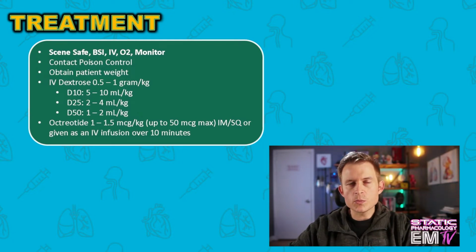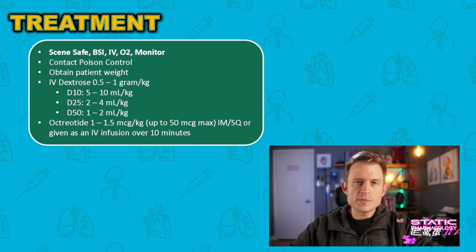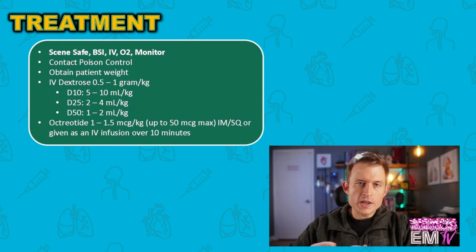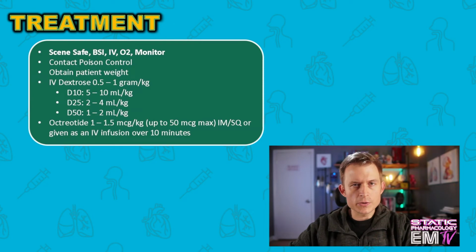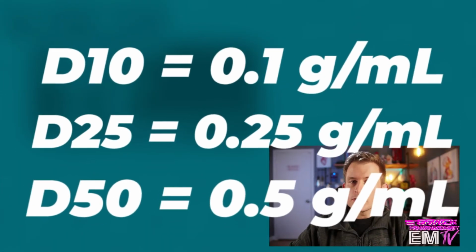Now, depending on what kind of dextrose I have, if I have D10, I'll be administering 5 to 10 milliliters per kilogram. If I have D25, it'll work out to 2 to 4 milliliters per kilogram. Or if I have D50, it'll work out to 1 to 2 milliliters per kilogram. If you do the math though, all of these volume-based doses will still equal 0.5 to 1 gram per kilogram.